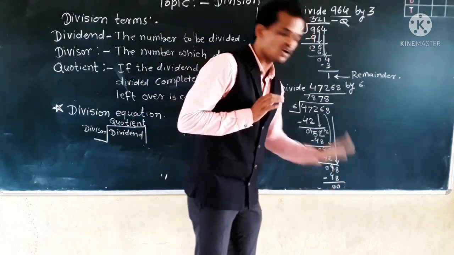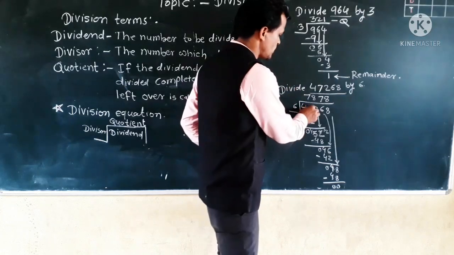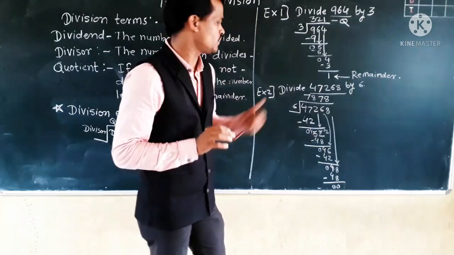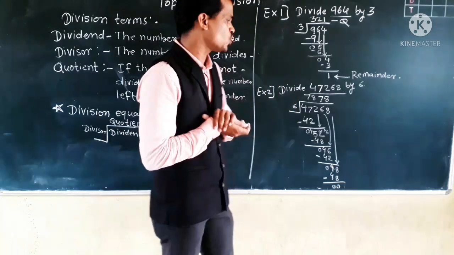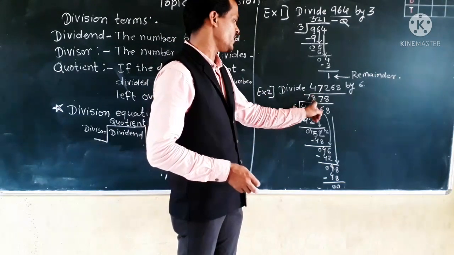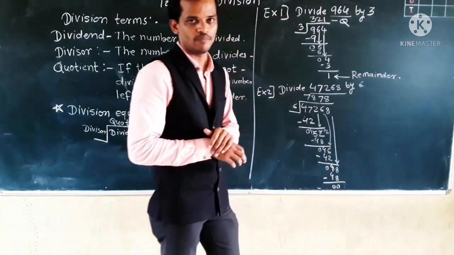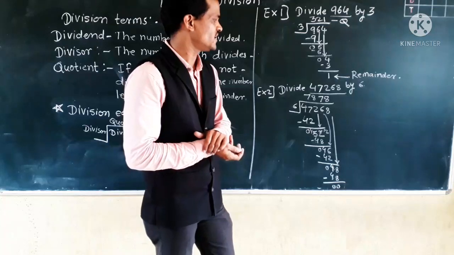Here remainder 0 comes, means this number 47,268 is completely divisible by 6. Okay, so quotient is 7,878 and remainder is 0. Okay, so this way you have to solve this example.